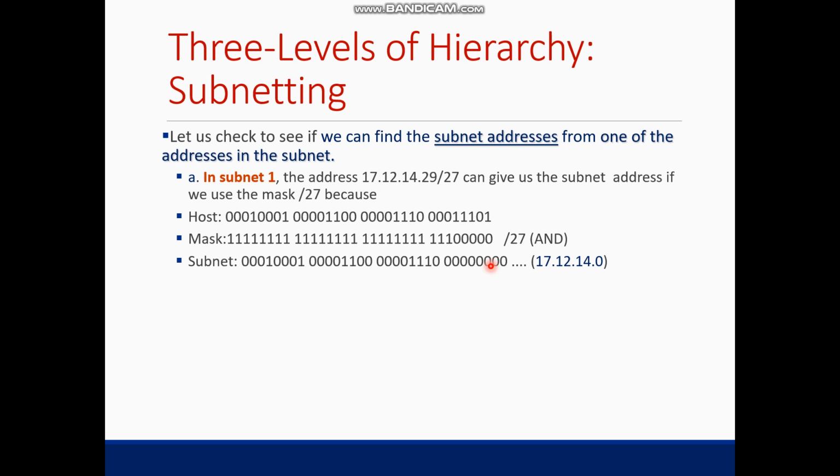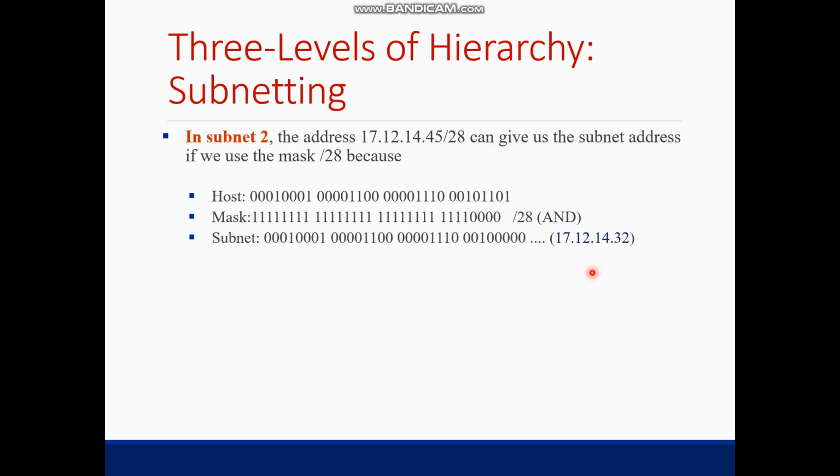This is going to be the mask for the first subnet, which we are translating into decimal. It's going to be 17.12.14.0. How about the second one? We choose this one, 17.12.14.45, which is an IP address in the second subnet, and the n is 28.